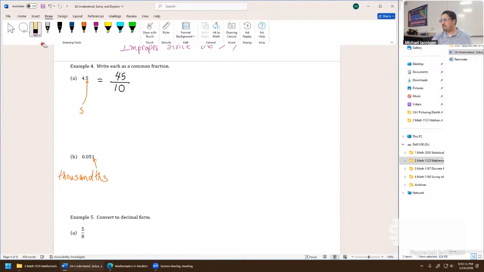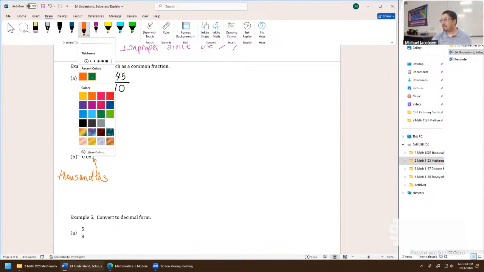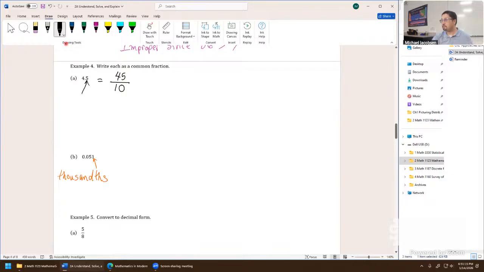Maybe I shouldn't have used that color. Let me fix that for the sake of color coding. So the 5 is in the tenths position, so we're just dividing by 10 in this one. So now it's a common fraction. We still have to reduce that fraction, so let's do that on the next step over here, 45/10.